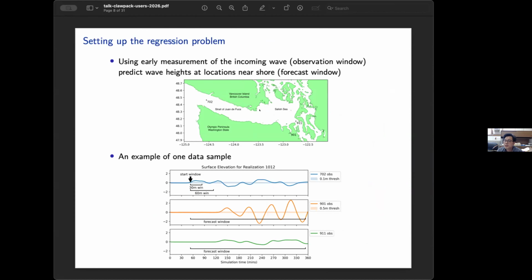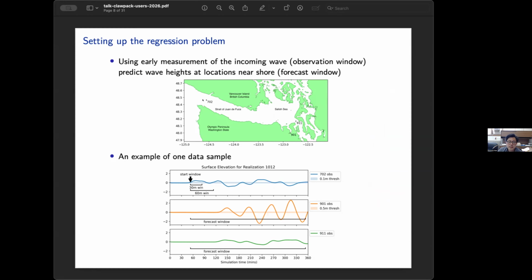So the first machine learning task that we tried to do was, okay, suppose there is a hypothetical gauge that does not exist. But if there was a gauge out here at the entrance of the strait, and we had some early measurements of the incoming tsunami, can we train a machine learning model to predict what the tsunami waveform will be at these two locations, which are much closer to shore?